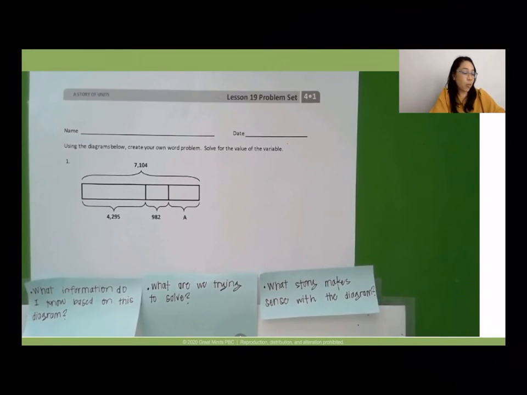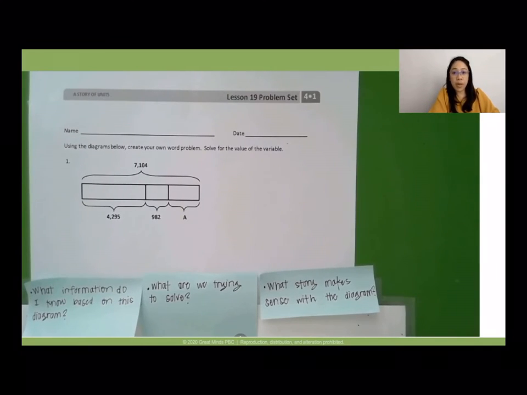I'm going to start with the whole, 7,104. Depending on what you're thinking about, it can be a relatively large number. The first thing that comes to mind for me is 7,104 people at a football game. I'm going to use this as my first sentence for the word problem I will create to go alongside this tape diagram.